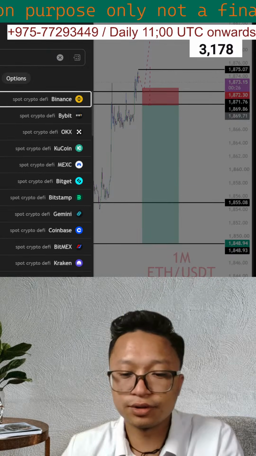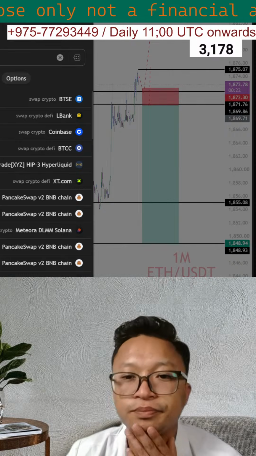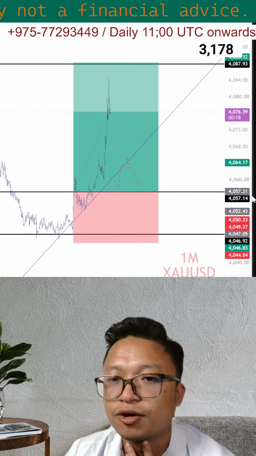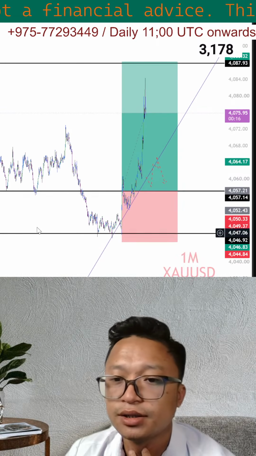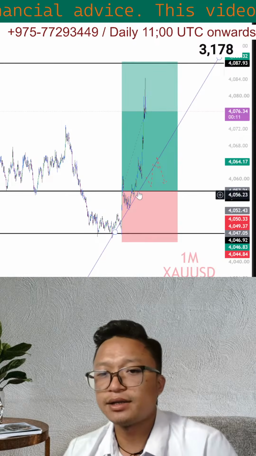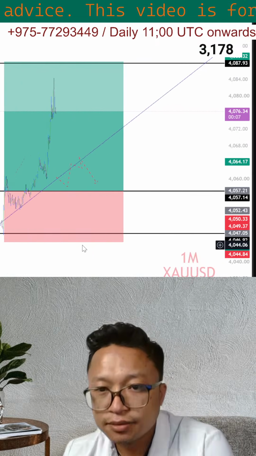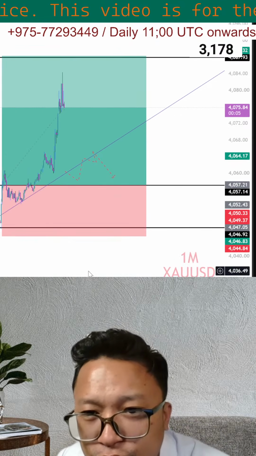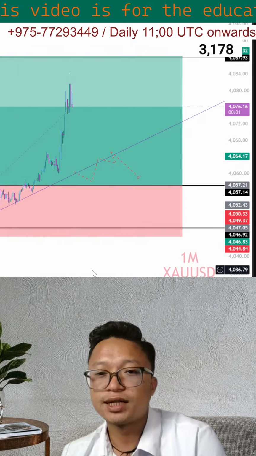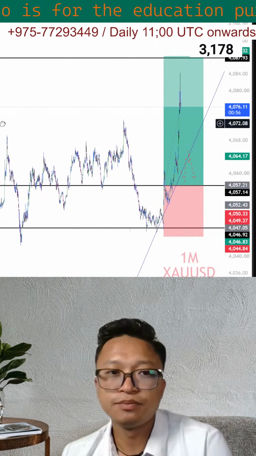For gold, we have almost given full TPs, right? So this was your entry, and you were holding on the upper side. Almost full TPs nearly given. I think you have one more move on the upper side, whereby you might hit the full TPs. Gold is going good.